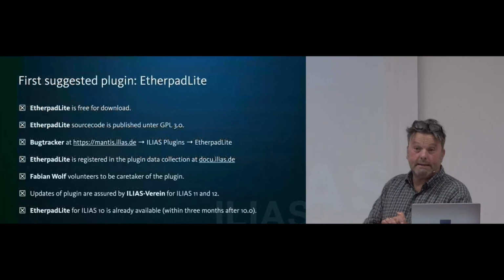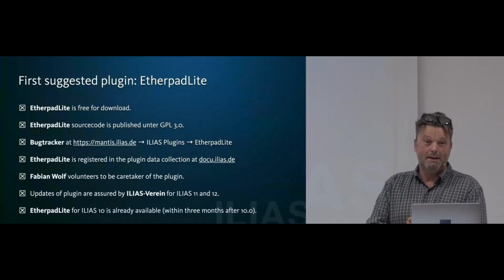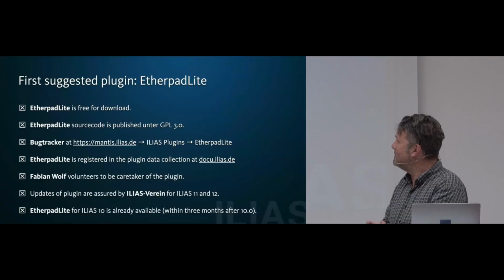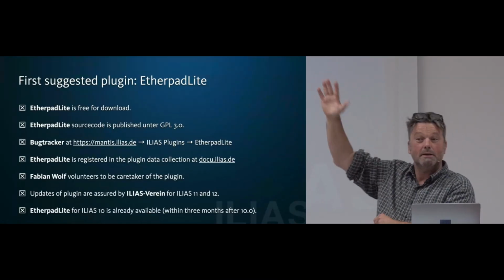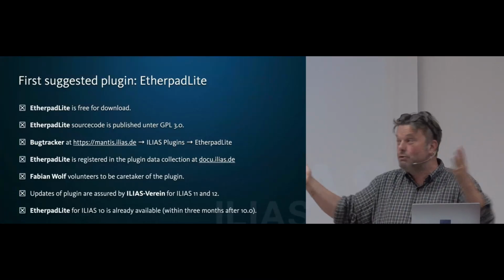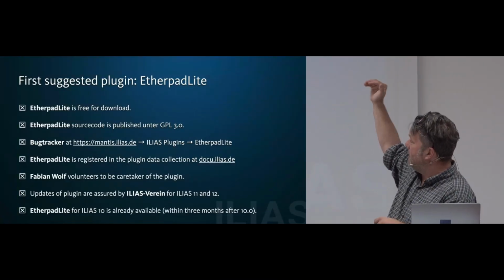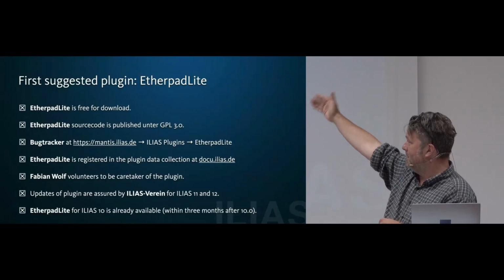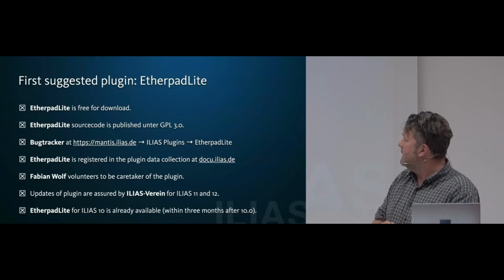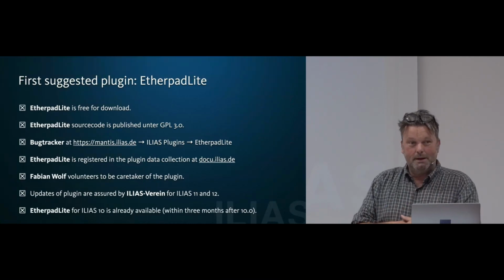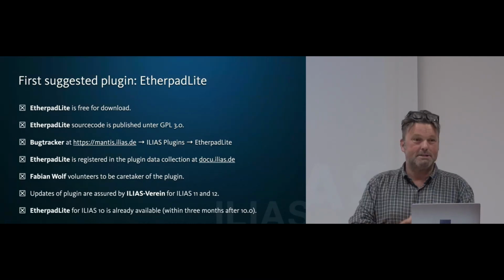And we already have a candidate, and luckily it's from the ILIAS community itself. It's the Etherpad Lite. I guess a lot of you are using it. So it's a community-used plugin. It's free for download. It's under the GPL 3. The bug tracker is at the Mantis, the ILIAS plugins project. Etherpad Lite is registered in the data collection. Fabian Wolf, over there, volunteers as a caretaker of the plugin.